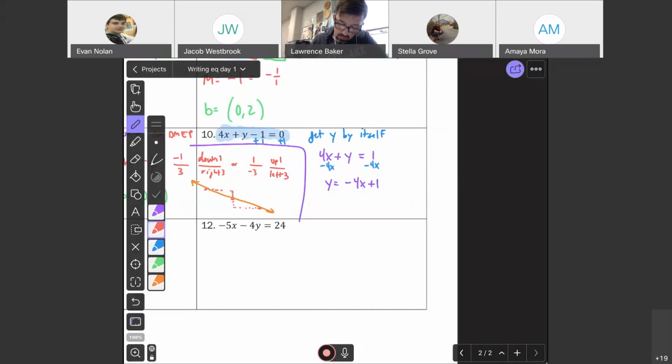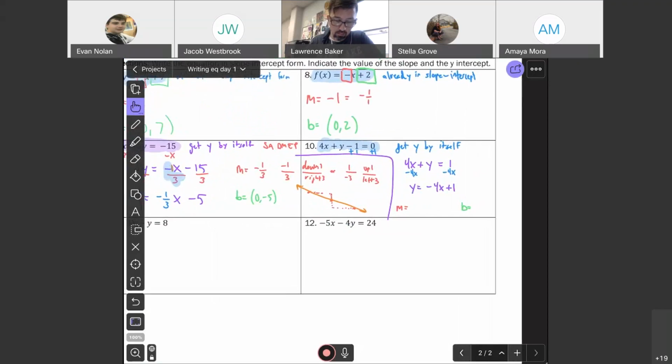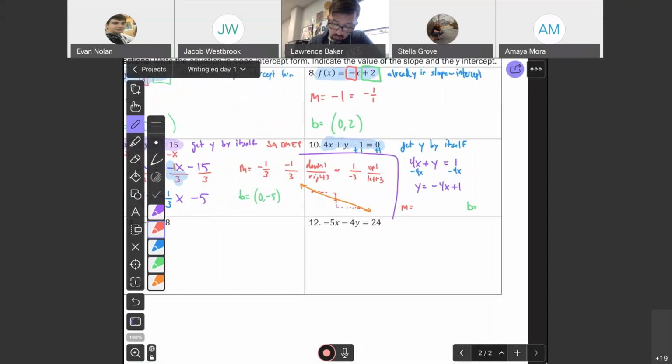Brooklyn, what's our slope? Where do you look to find slope? Is it negative 4? So negative 4, or negative 4 over 1. Okay. Evan, what's our y-intercept?